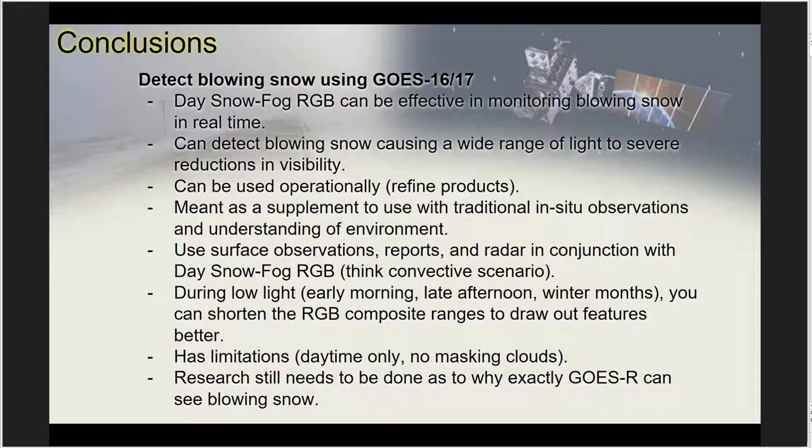And we've also found that during low light environments, say in the early morning or towards the late afternoon, or winter months if you're in the higher latitudes, you can shorten the RGB composite ranges to help draw out features of the blowing snow just a little bit better. And as with most things, it has limitations. You can only use this during the daytime. It can't have any masking clouds on top. And lastly, there's still some research that needs to be done as to why exactly we're able to see blowing snow.